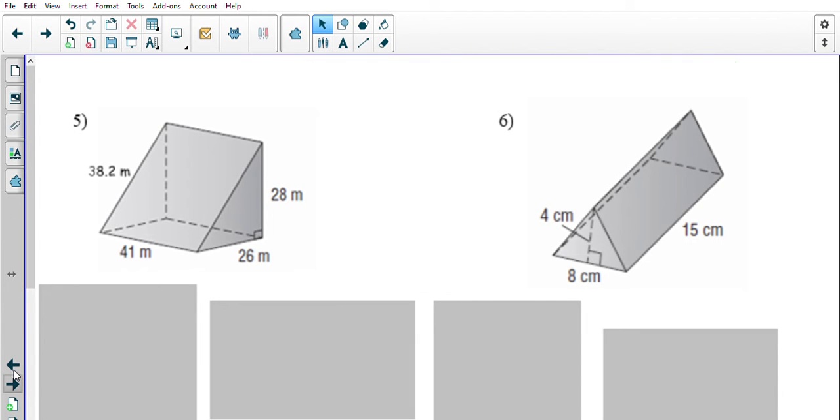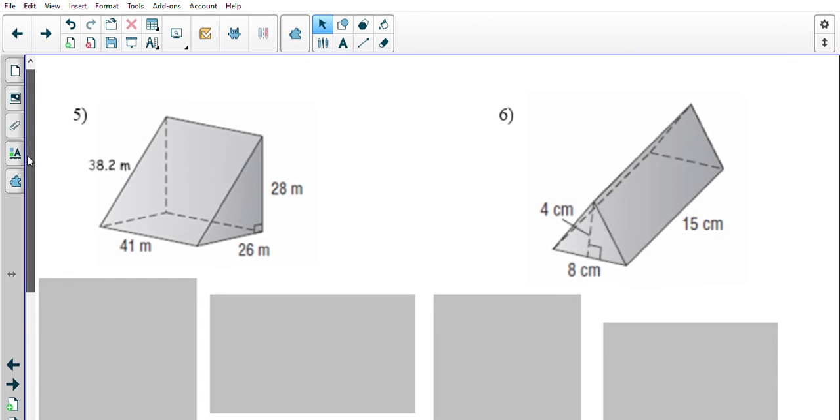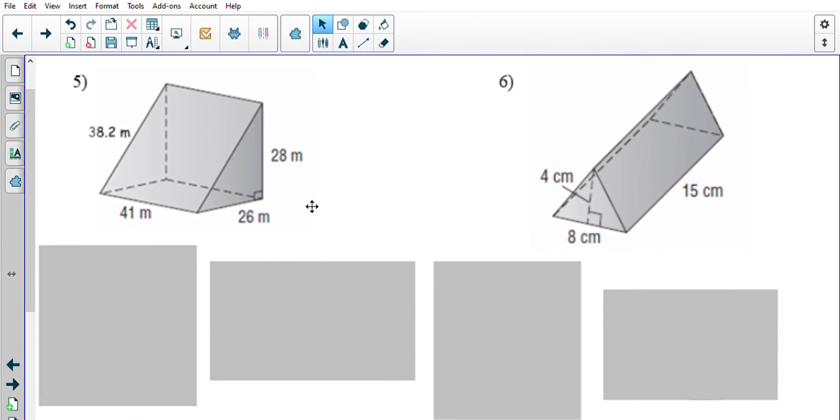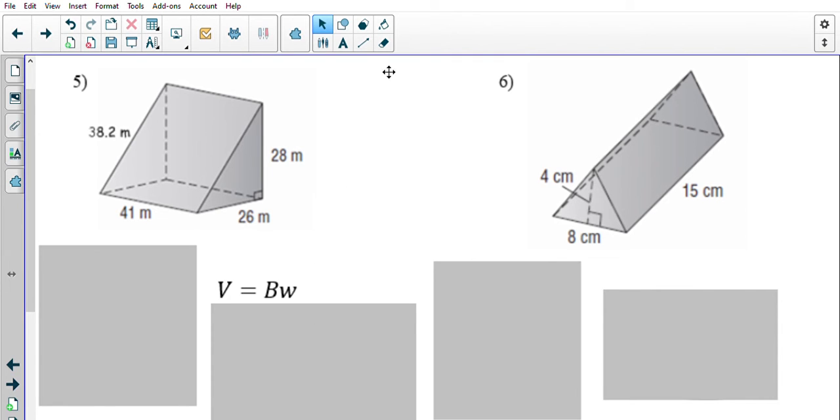All right, number 5. So another triangular prism here. We identified three-dimensional shapes last unit. So we're going to use capital B times W again, since it's not a rectangular prism. Let's start by finding the area of the base. Our bases are triangles. I realize that it's sitting on a rectangle, but remember, it's called a triangular prism for a reason, so the bases will be triangles.